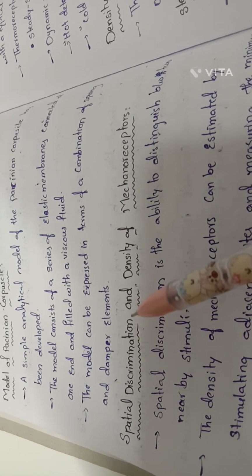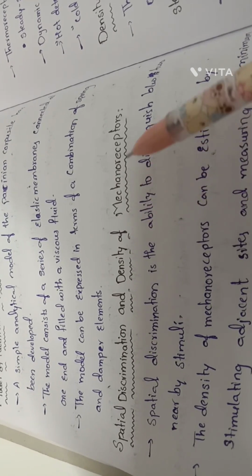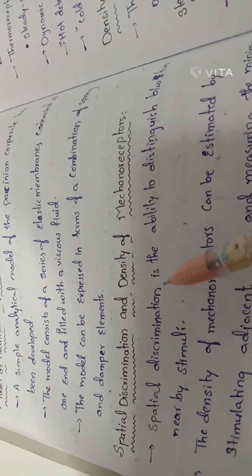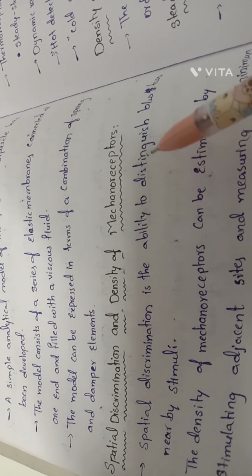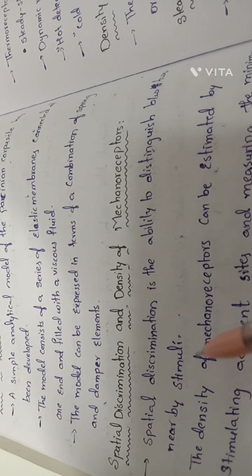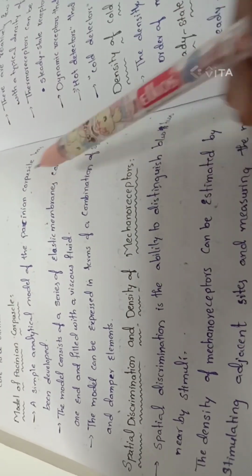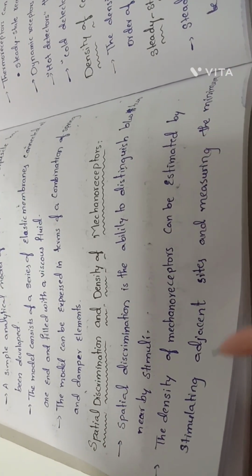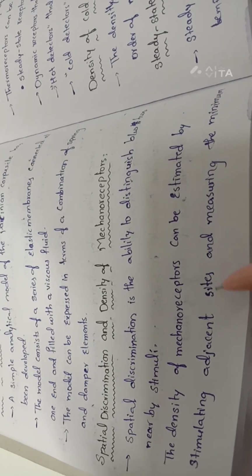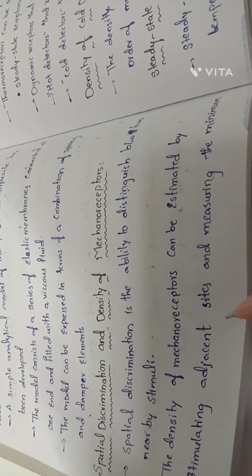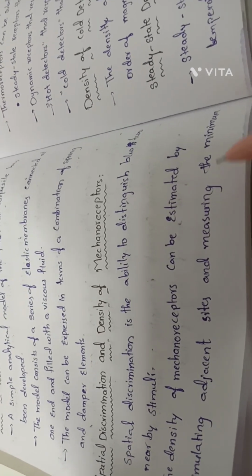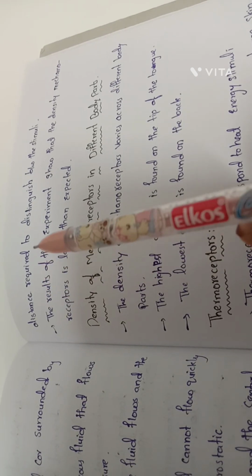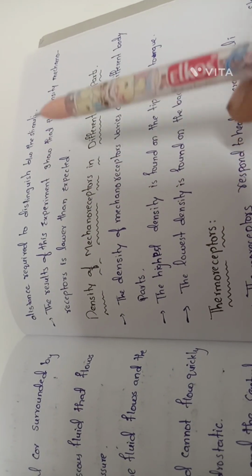Spatial discrimination and density of mechanoreceptors. Spatial discrimination is the ability to distinguish between two nearby stimuli. The density of mechanoreceptors can be estimated by stimulating adjacent sites and measuring the minimum distance required to distinguish between the stimuli.